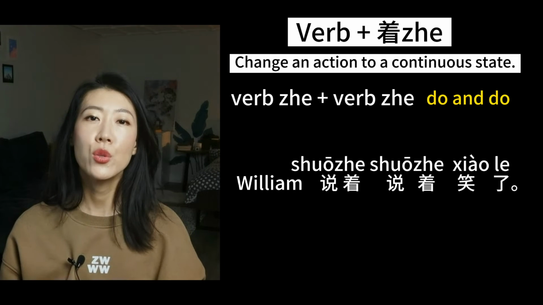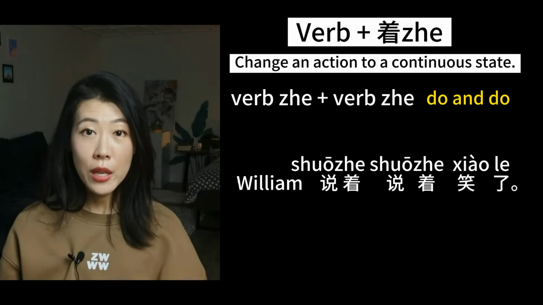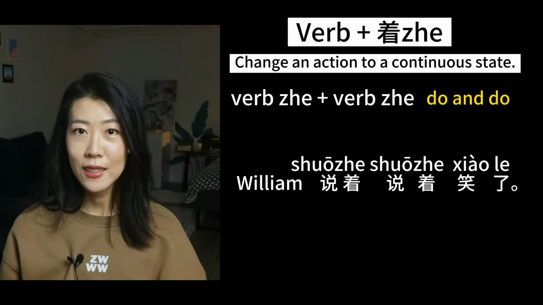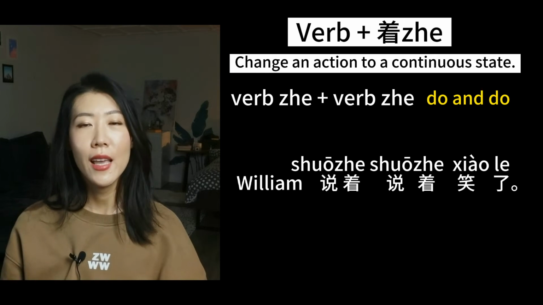William 说着说着笑了。William talked and talked, then smiled. He must have thought of something funny. So that's why he smiled. He talked and talked and then smiled.